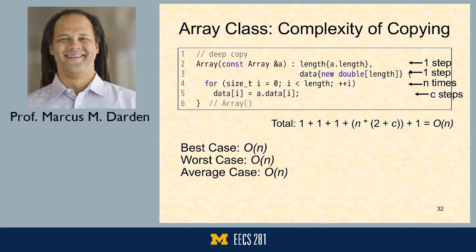So this is an n-based operation. So this is linear in n. If I looked at this, best case n, worst case n, average case n, it's always n.